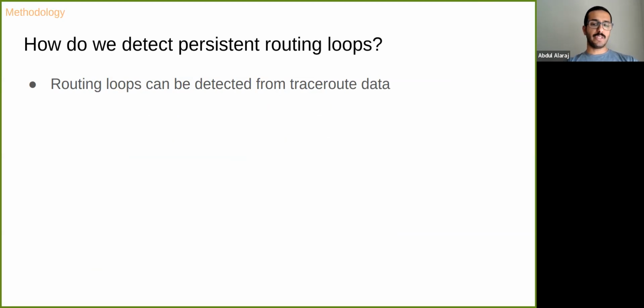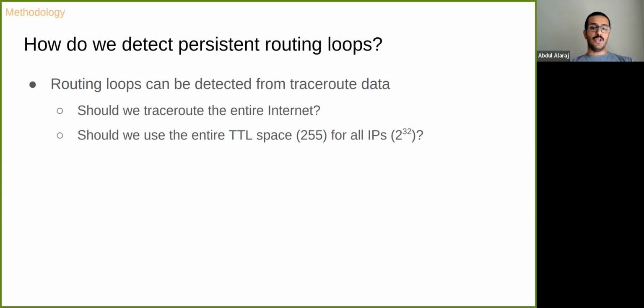Now I will be talking about how we detect these loops. Normally, routing loops can be detected from traceroute data. So this presents the following question. If we want to detect all loops on the Internet, do we need to traceroute the entire Internet or just a few IPs per BGP routed subnet? A follow-up question would be, should we traceroute the entire Internet using the entire TTL space of 255 values? Well, this is exhaustive and impractical because we will need to send roughly 2 to the power of 32 times 255 probes in order to complete an Internet scan to detect routing loops. So we have to pick between either limiting the TTLs or limiting the number of IPs we traceroute.